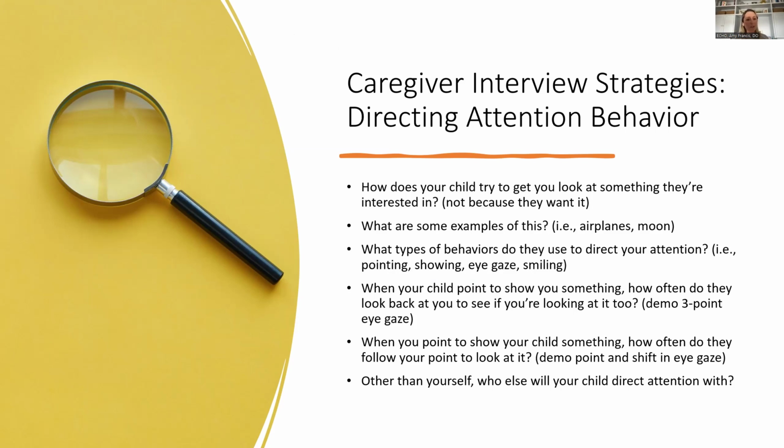So when we ask about directing attention, again, how does your child get you to look at something they're interested in? Not because they just want it, but something interesting. What are some examples of this? What do they point at to show you? I often have families who will say, he loves garbage truck. He'll go up to the window every Friday morning and he'll point at the garbage truck and he'll say, garbage truck. And then I'll say, yeah, but does he actually look back to see if you're looking with him, right?